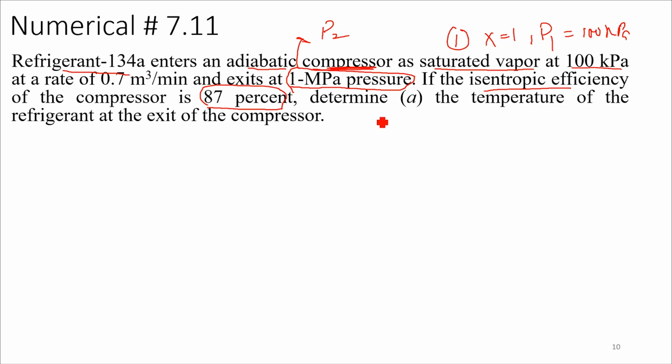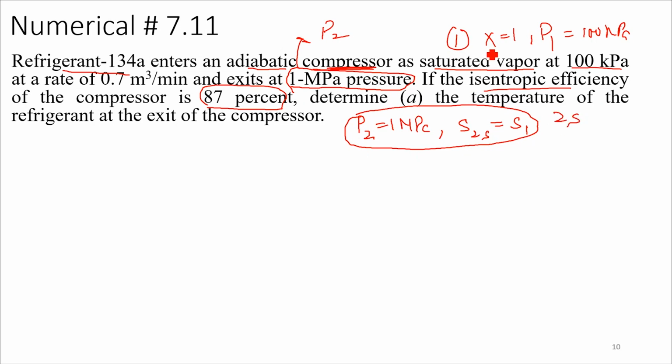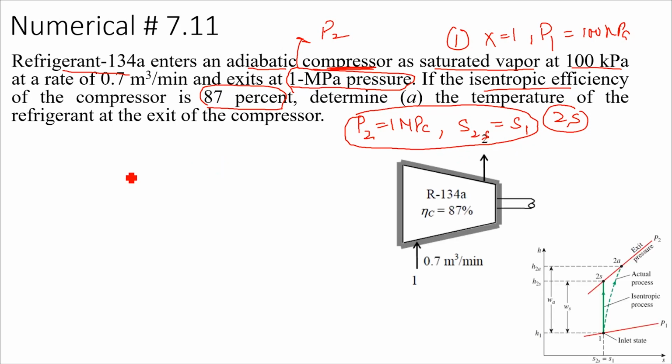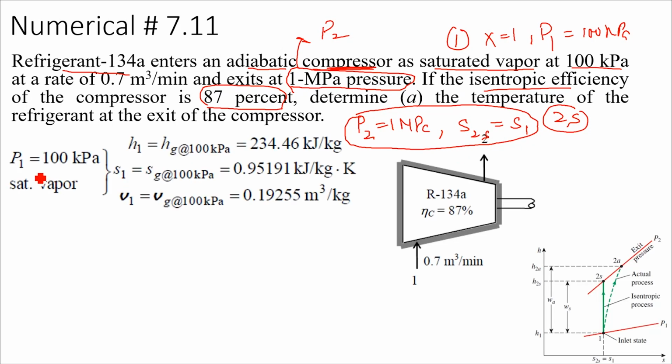So you know the inlet condition. For the outlet condition, the isentropic properties, two individual properties, P2 is known as 1 megapascal, and S2S, the isentropic entropy, is essentially equal to S1. So you have the properties, two properties for both the inlet condition and the isentropic condition. The only thing unknown is the actual output condition. So let's first try to see what we can do.